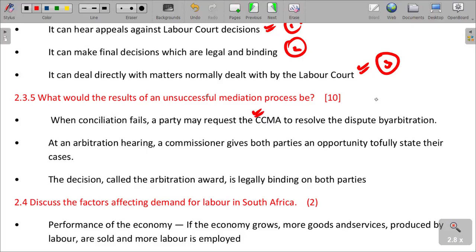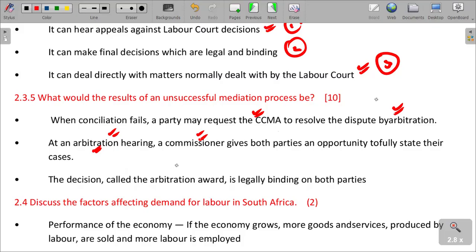We said unsuccessful, meaning to say that somebody, a party or an individual, might have tried to stand in between in order to resolve problems. However, when it is unsuccessful, therefore mediation or conciliation fails, a party may request the CCMA to resolve the disputes by arbitration. Arbitration is sought from the CCMA, and at an arbitration hearing, the commissioner gives both parties an opportunity to fully state their cases.